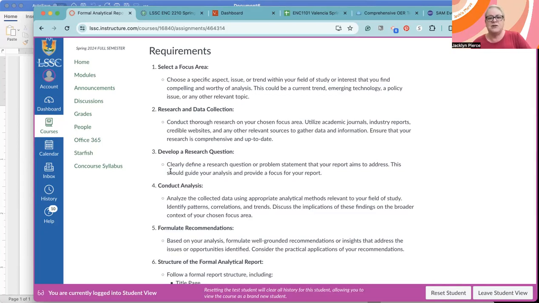The next step is to do the research. Now, in most real world scenarios, for a formal analytical report, it might involve you being in the field and doing things in the field, talking to people, gathering actual experimental data. Obviously, that is not something that we can really do in a few weeks in college. So you are going to mostly be utilizing the library for academic journals and industry reports. You certainly can also collect information from credible websites.